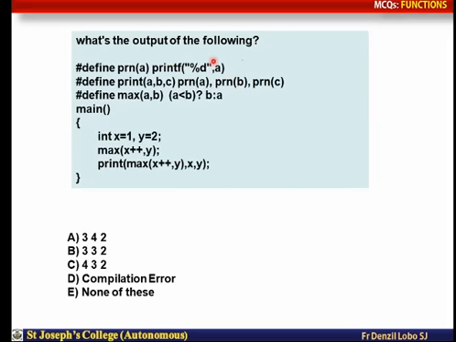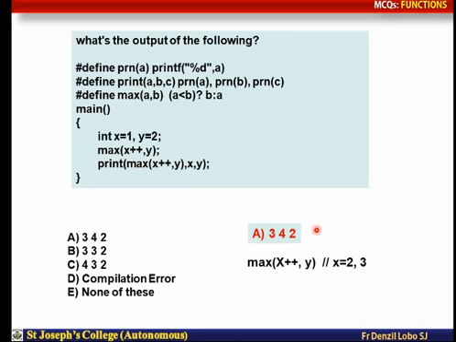What's the output of the following? You have got three preprocessor macros here. PR(A) means it prints the value of A. Then in the second macro, print(A, B), you are calling that print macro. The third macro is max(A, B), etc. So here x is equal to 1, y is equal to 2. In the print statement, you are calling max of x and y.